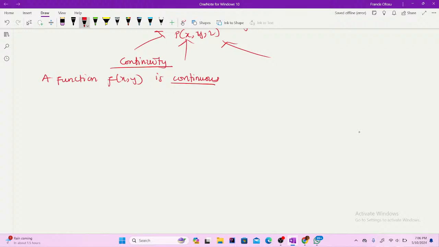A function is said to be continuous at a particular point, let's say (a, b), if the limit as you approach the point (a, b) is the same as your functional value. One thing you should also take note of is that if the limit as (x, y) approaches (a, b) of the function f(x, y) is equal to the functional value f(a, b), then our function is continuous.